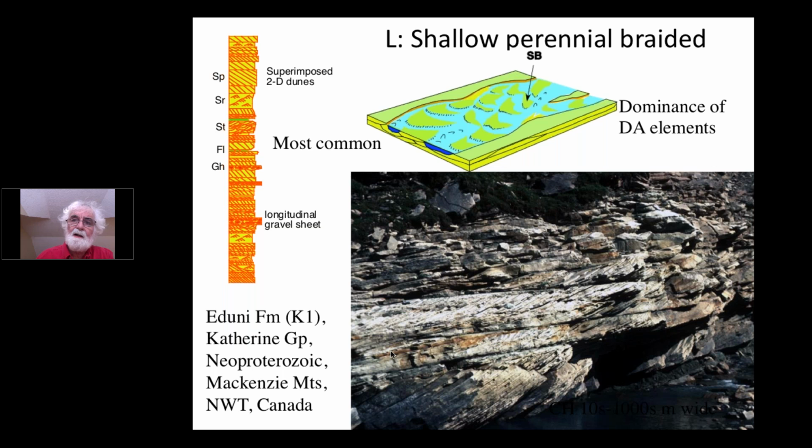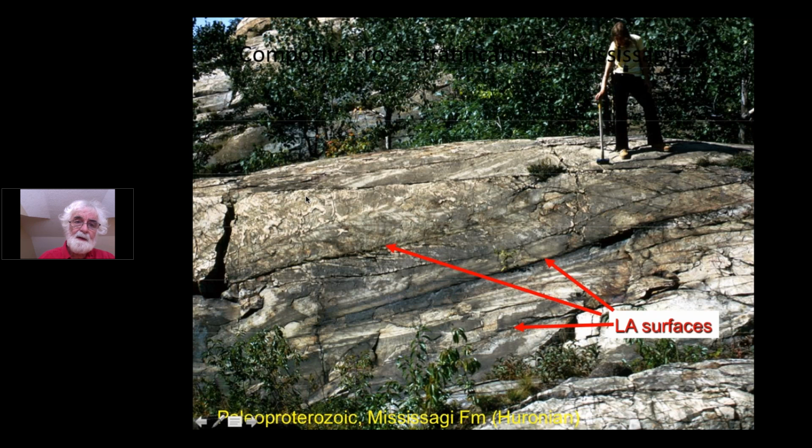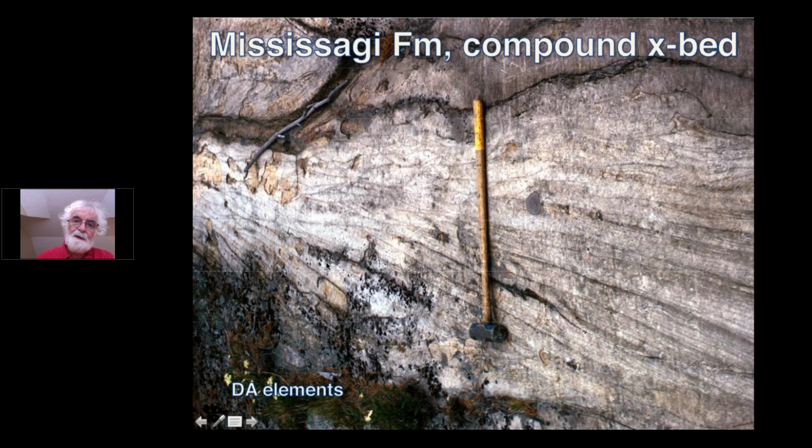Probably the most common type is a shallow braided system, which gives you stacks of planar cross-bedded or trough cross-bedded stratification. And we can have simple bars, compound bars, lots of fun measuring these things. And we can also have lateral accretion surfaces. There's the top, and we can have these. We can see this are moving down the system. We also see compound bars with trough cross beds migrating and cascading down the front of our downstream accretionary elements.